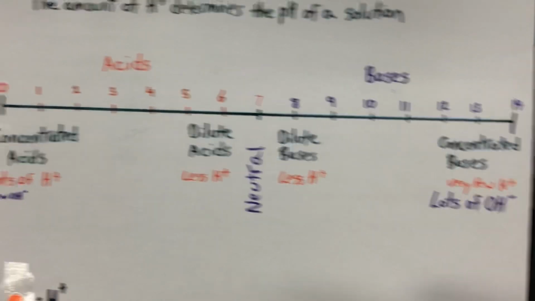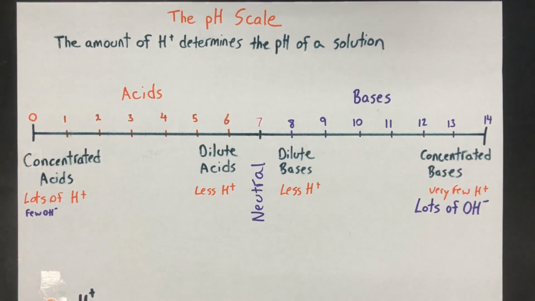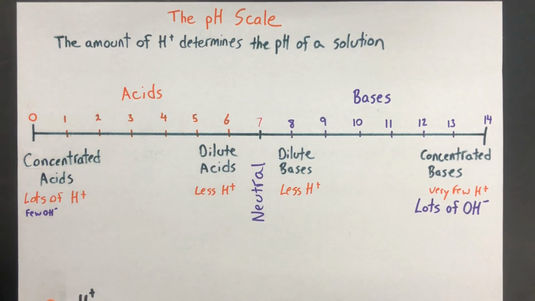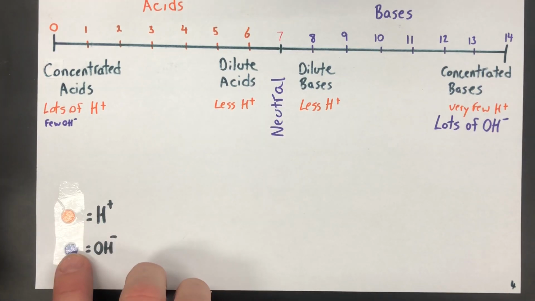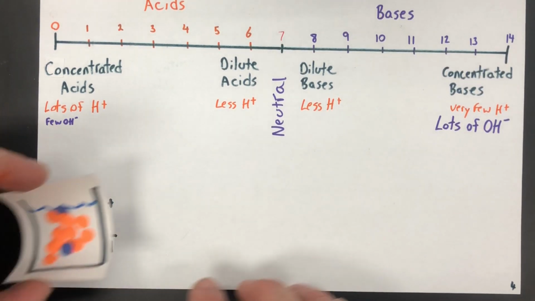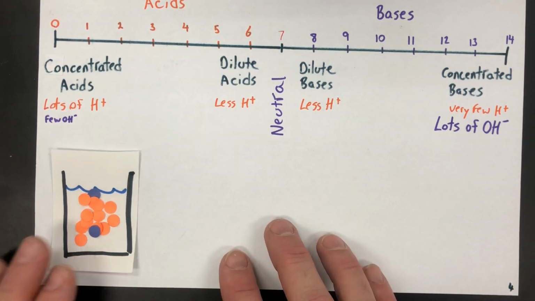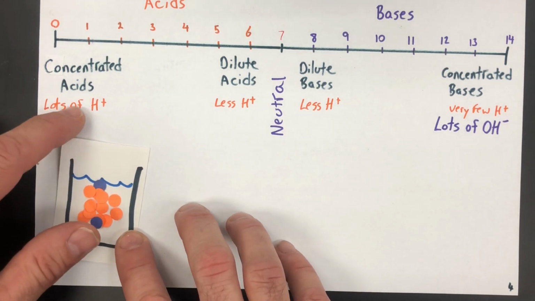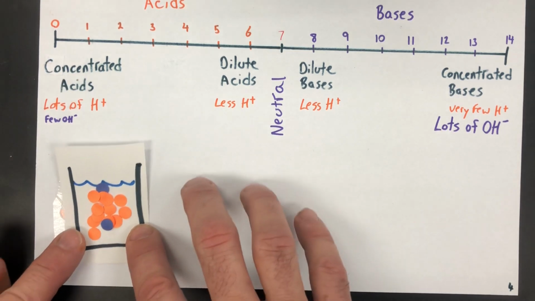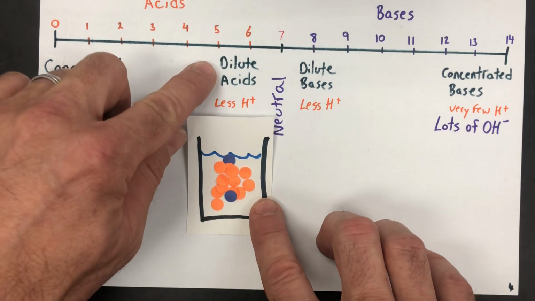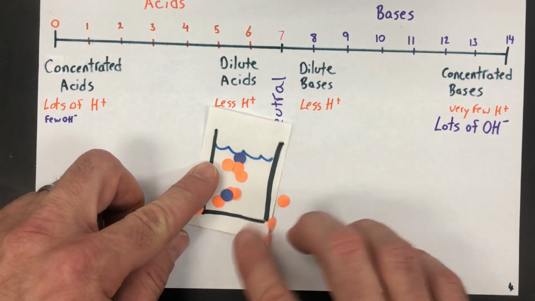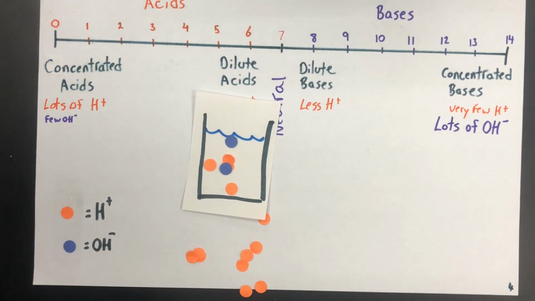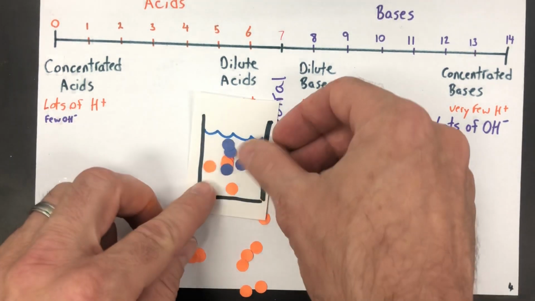When we're talking about pH, we can't use the words weak and strong. We have to use the words concentrated and dilute. So here's what that means. Look at my little legend here. I've got orange dots and blue dots. The orange ones are hydrogen ions, the blue ones are hydroxides. This is a beaker full of water, and I put some hydrogen ions in there, some kind of acid, and there's lots of hydrogen ions. So this has a very low pH. If I want to change the pH and raise it up to a dilute acid, I would have fewer hydrogen ions and relatively more blue ions.